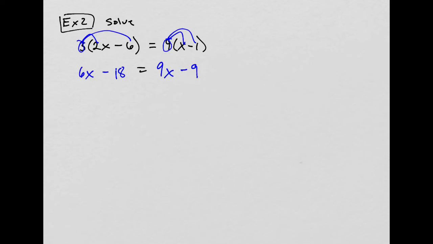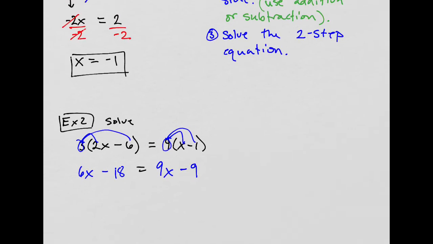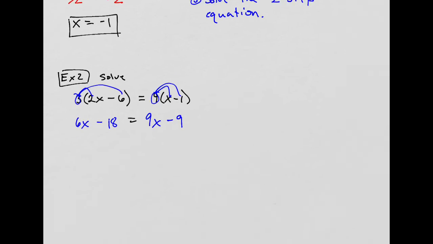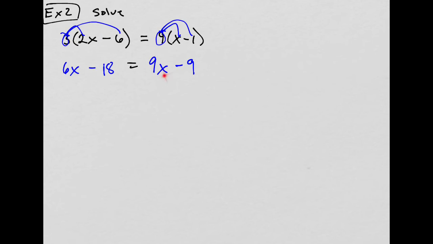So we did the first step, which was to distribute. And then we got this. So now we have a variable on the right side, a variable on the left side, and we're supposed to move the variable over to the left side, use addition or subtraction. So again, I have a positive 9x here, and I want to move it over to the left side, so I'm going to do the opposite. I'm going to subtract 9x, and I'm going to subtract it from the other x term over here. So that goes away. 6x minus 9x. 6 minus 9 is negative 3, and I attach an x. Bring down the minus 18 equals, and then bring down the negative 9.